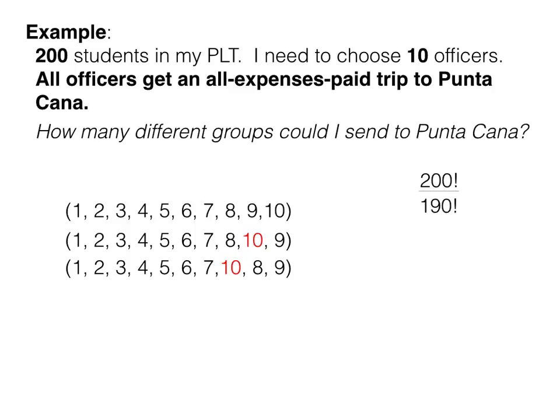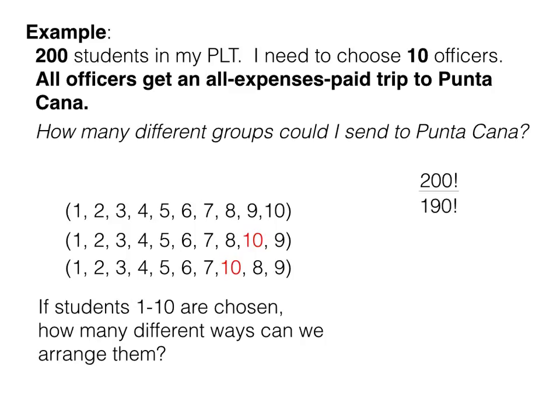And we could keep finding all of those combinations. That would take a really long time to list them all out. Luckily, we know of a shortcut. In that first slot, there are 10 different to choose from. In the second slot, 9 different to choose from. So if students 1 through 10 are chosen, how many different ways can we arrange them? 10 times 9 times 8, etc., all the way down till we only have one option left for that first student. So there are 10 factorial different ways to arrange those 10 students.